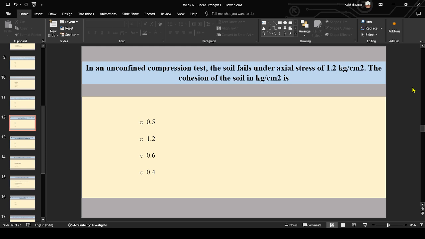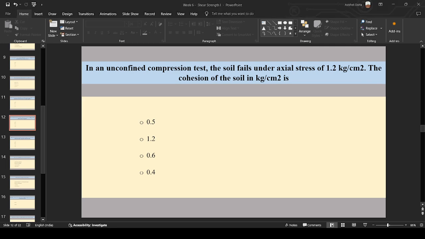In an unconfined compression test, the soil fails under an axial stress of 1.2 kg per centimeter square. The cohesion of the soil in kg per centimeter square is, the options are 0.5, 1.2, 0.6 or 0.4. Okay. Next question.